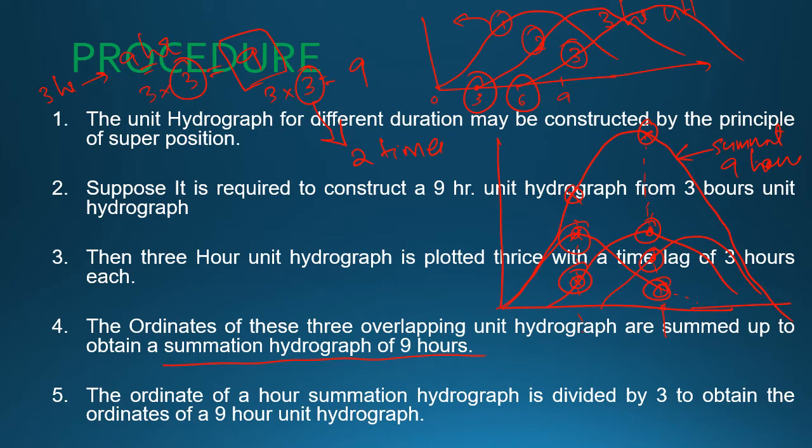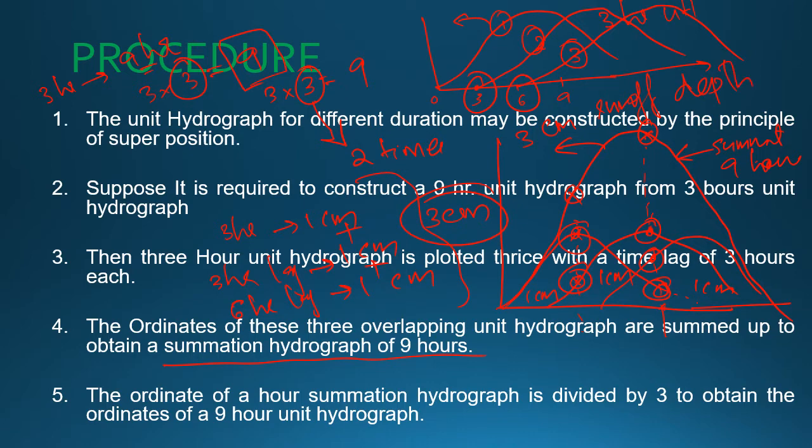Now, here we have summed up 3 curves, that is, each of these 3 hydrographs has a runoff depth of 1 centimeter each, that is 1 centimeter, 1 centimeter, and 1 centimeter. For the 3-hour hydrograph we have 1 centimeter, then for the 3-hour lagged hydrograph we have 1 centimeter runoff depth, then for the 6-hour lagged hydrograph we have 1 centimeter runoff depth. So the summation hydrograph will have a 3 centimeter runoff, that is 1 plus 1 plus 1, 3 centimeter runoff depth. That is, this curve will have a 3 centimeter runoff depth.